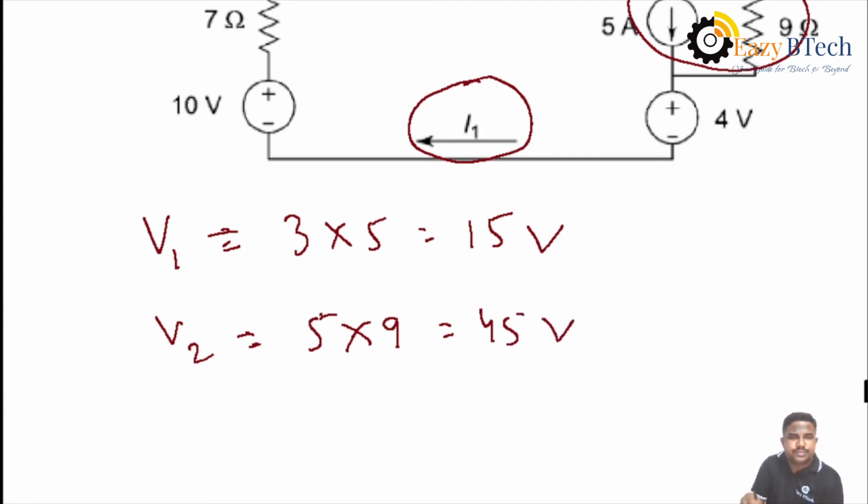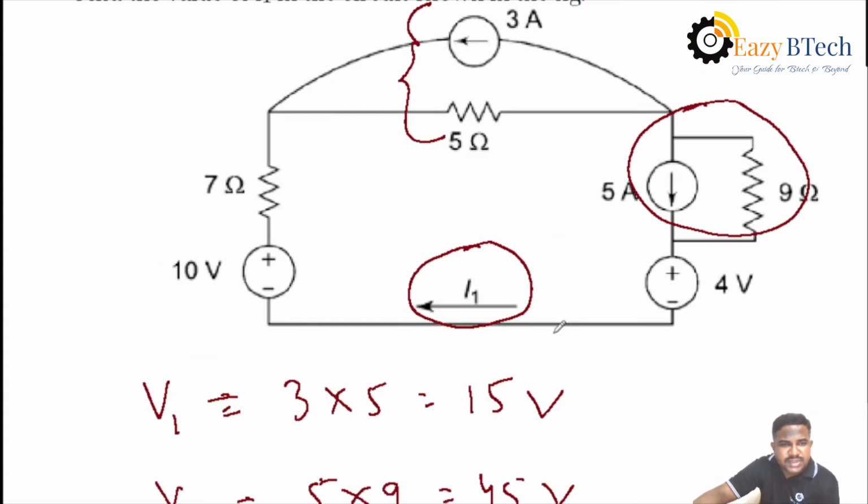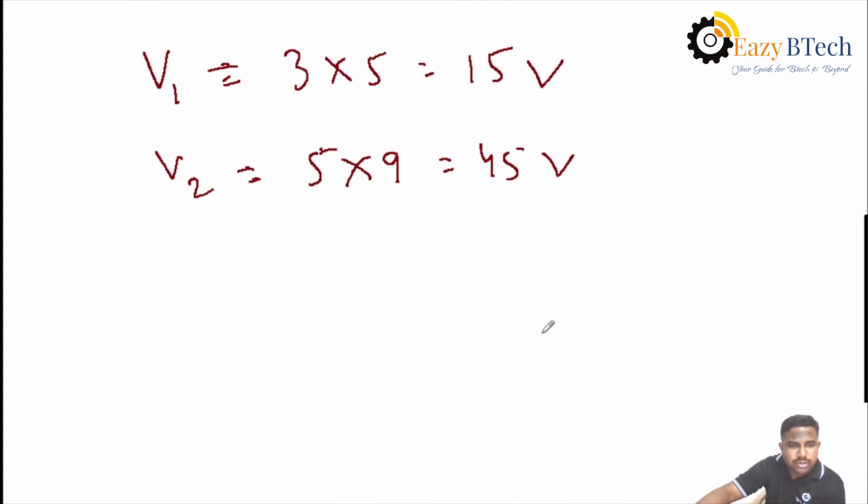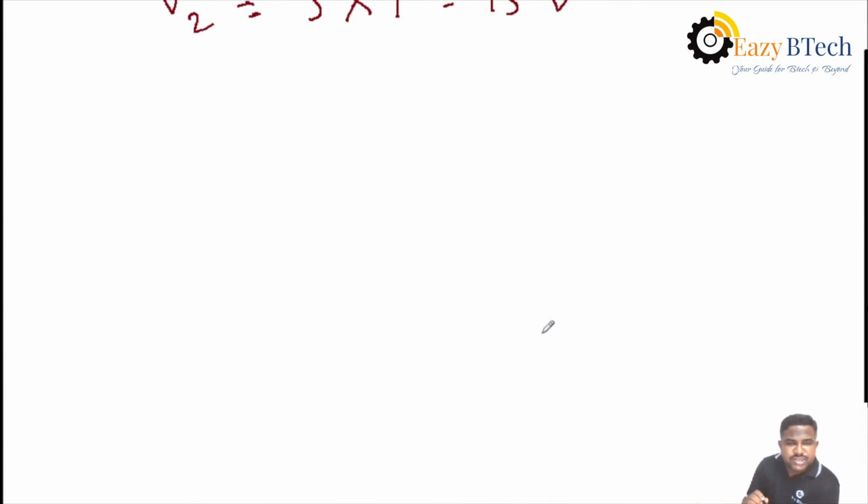That is the 3 amperes current source, change into voltage source by 15 volts. The 5 amperes current source change into voltage source by 45 volts. Then the given circuit can be changed. For every step, you must also draw the equivalent circuit at every step after taking the simplification process.